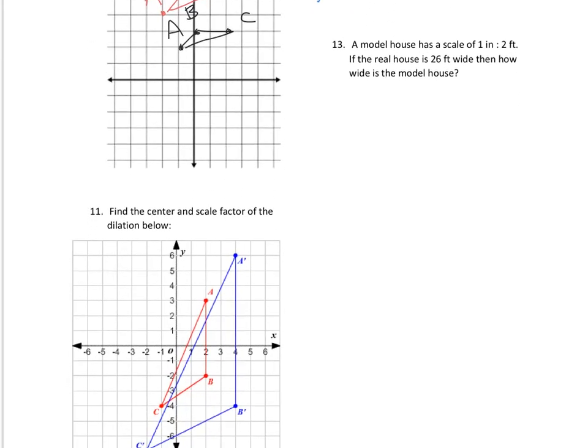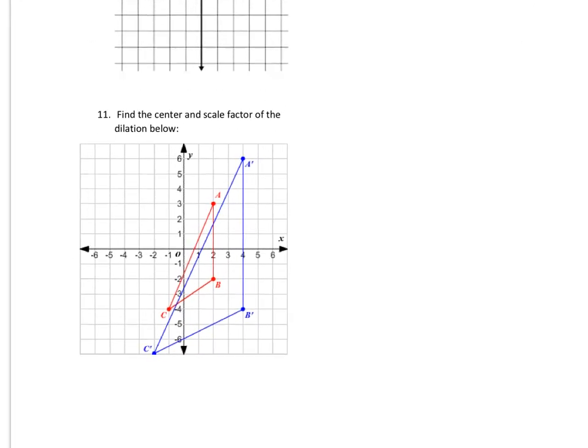Okay, number 11, find the center and the scale factor. So again, this one would be better to have a ruler here. You're going to connect A and A prime, make a straight line. B and B prime, make a straight line. C, C prime, make a straight line. Okay, so this time their center is at 0, 0.